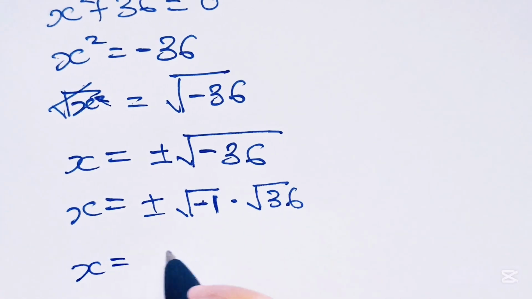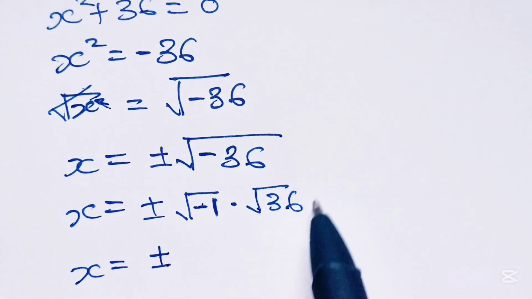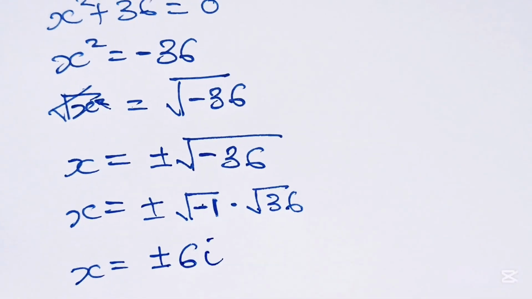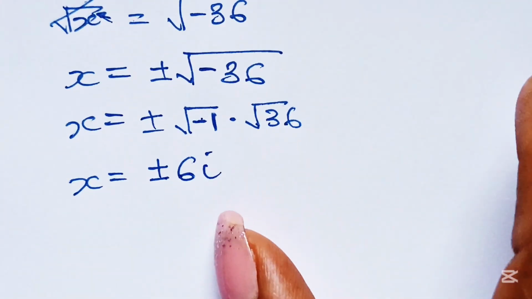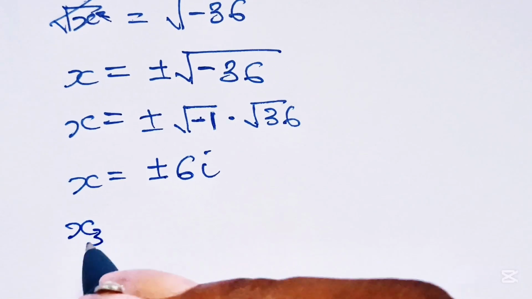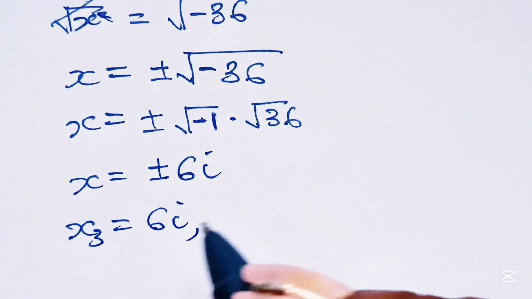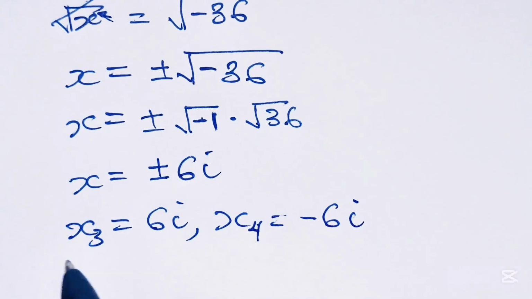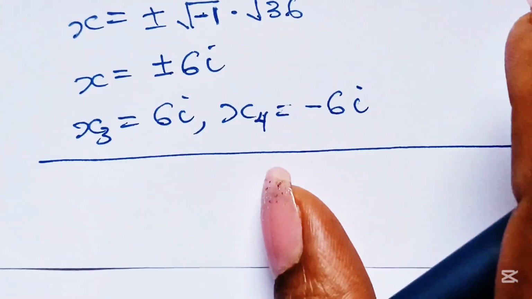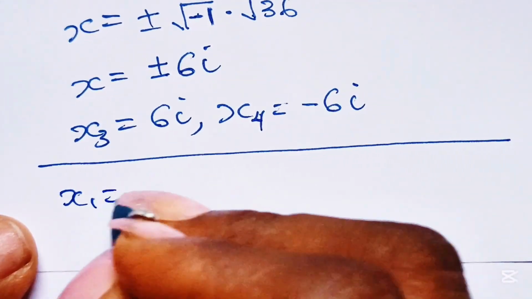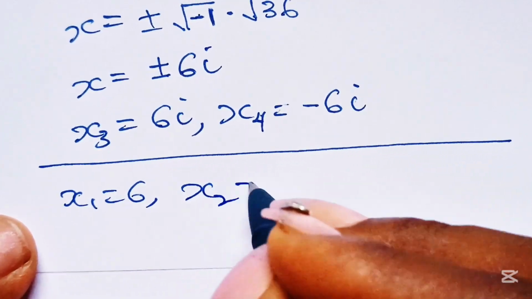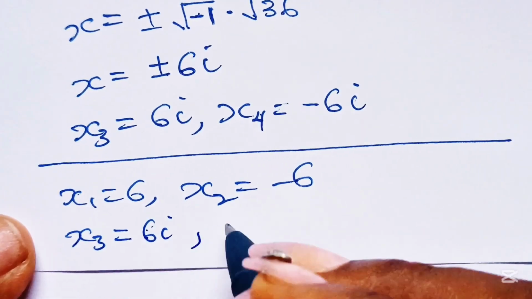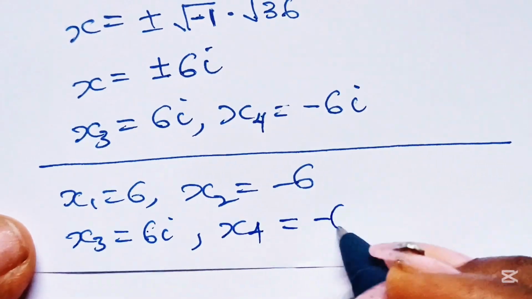So we have x is equal to plus or minus; square root of 36 will give us 6, and square root of minus 1 is i. So that simply means that the third value of our x is equal to 6i, while the fourth value is equal to minus 6i. Now, these are the values of x. Let me list them. x1 is equal to 6, x2 is equal to minus 6, x3 is equal to 6i, and x4 is equal to minus 6i.